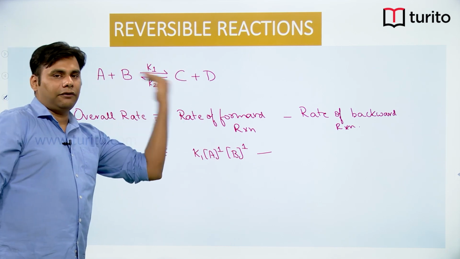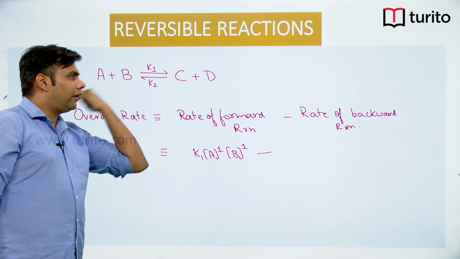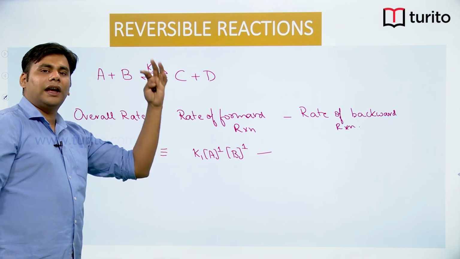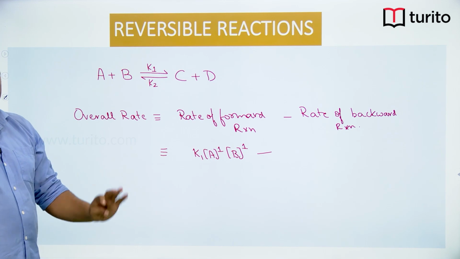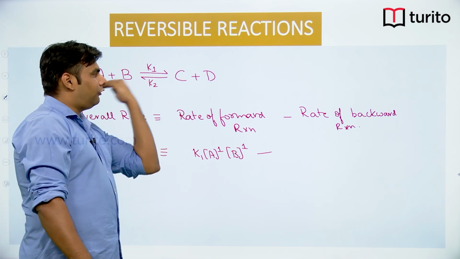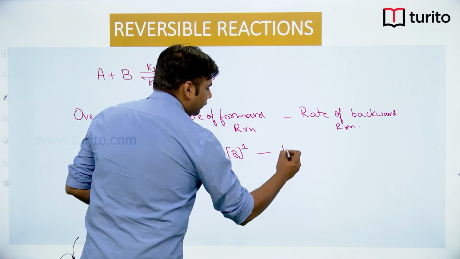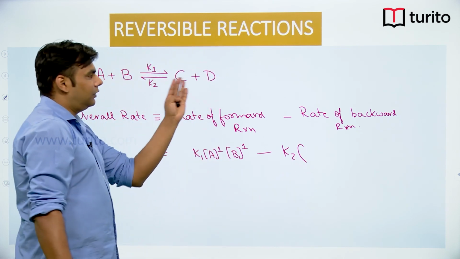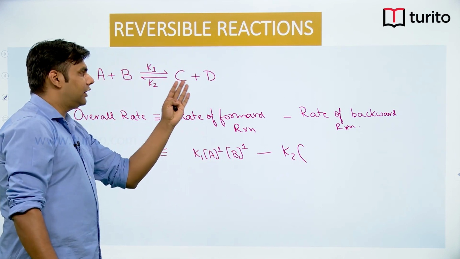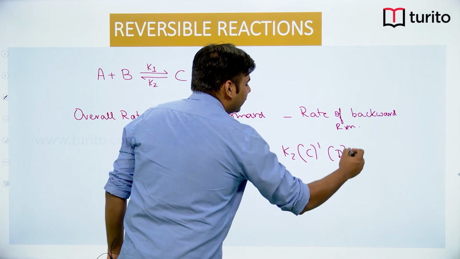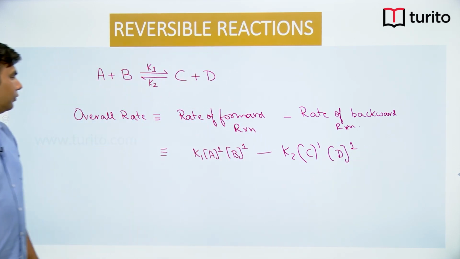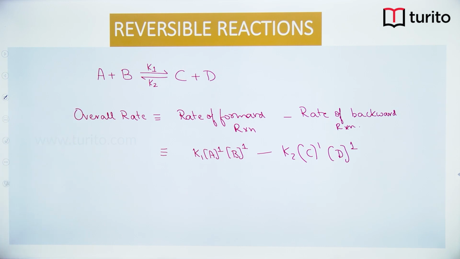Now when we consider backward reaction, the reactant for backward reaction is C and D, okay, elementary reaction. So the order would be 1 with respect to C as well as D. So basically rate of backward reaction would be rate constant K2 into reactant concentration raised power the stoichiometry. So basically C raised power 1 into D raised power 1. Okay. So this will be the overall rate for a reversible reaction.